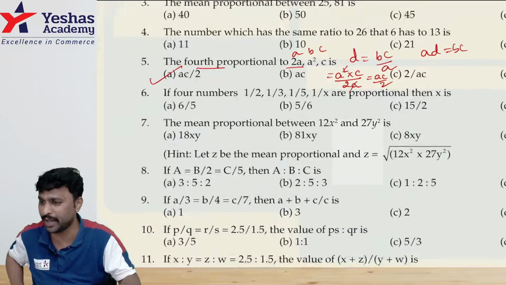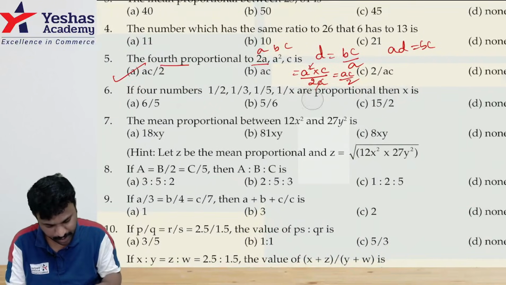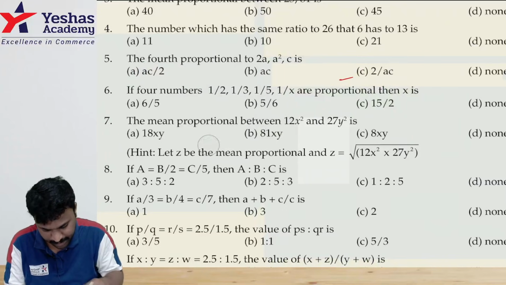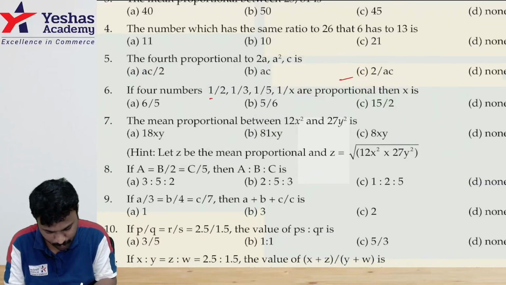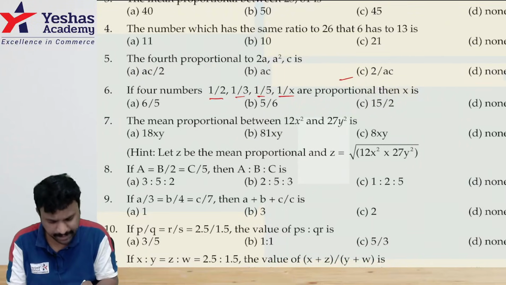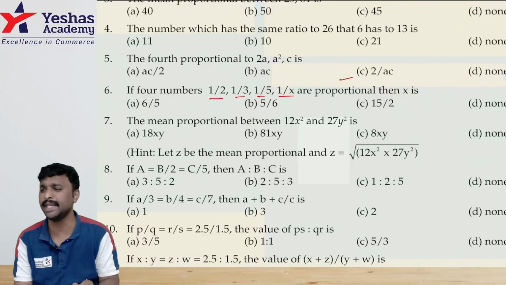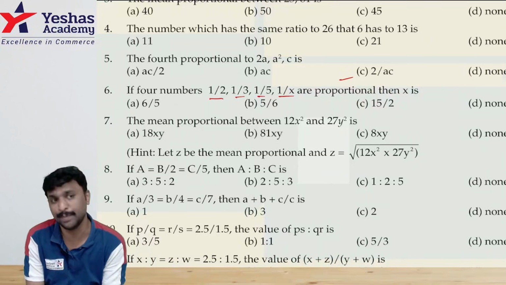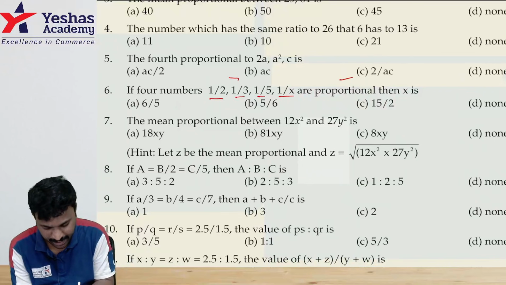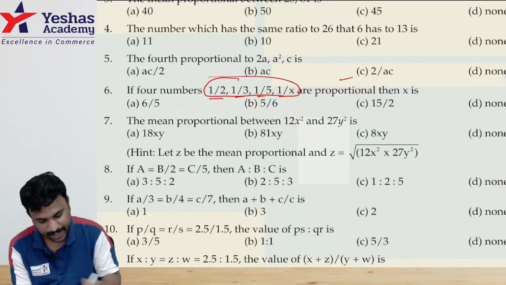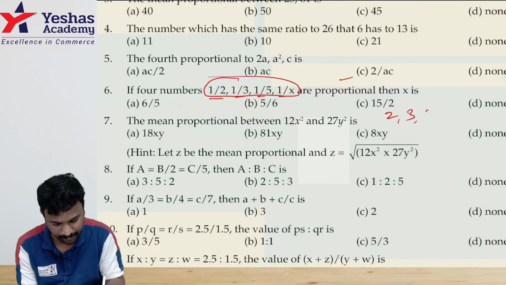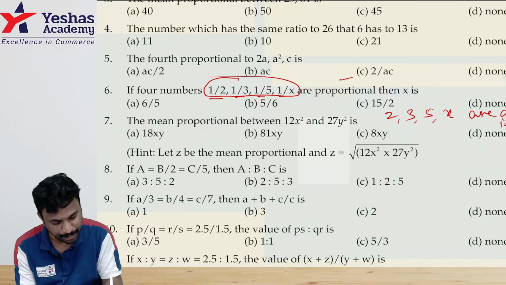Guys, moving on to the next question. Question number 6. If four numbers 1 by 2, 1 by 3, 1 by 5, 1 by x are in proportion. Guys, when A, B, C, D are in proportion, then their reciprocals are also in proportion. They are saying these numbers are in proportion. Definitely their reciprocals 2, 3, 5 and x are also in proportion.